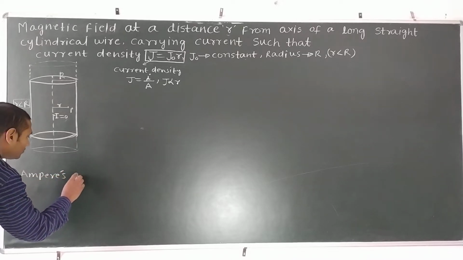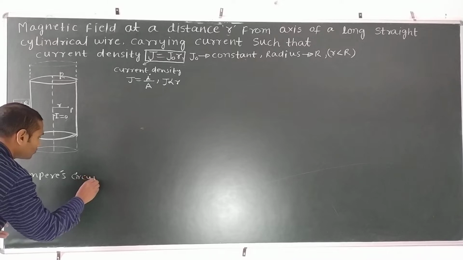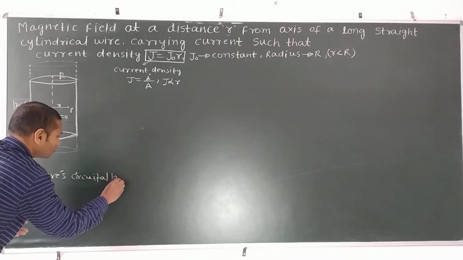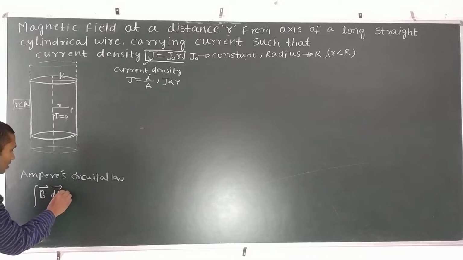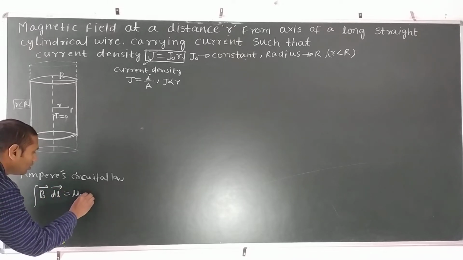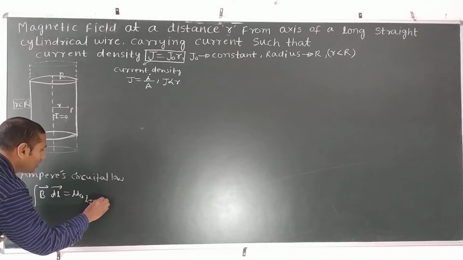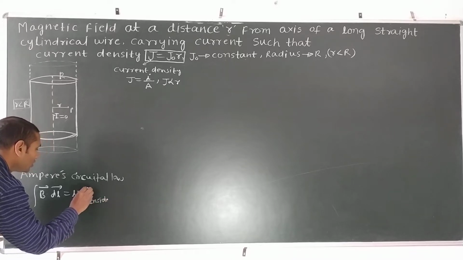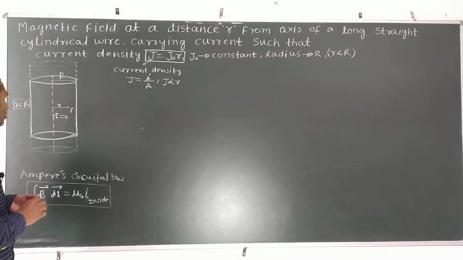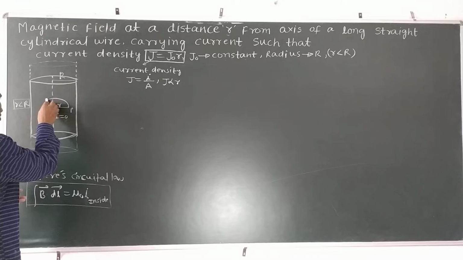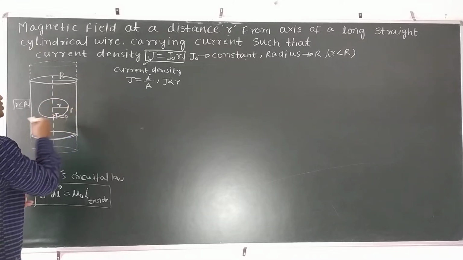What is Ampere's circuital law? Let us see. It gives the equation: the integral of B dot dl is equal to mu naught times the current present inside the loop. Inside the loop means we have to consider a loop. That loop is called the Ampere's loop, so we consider this as the Ampere's loop.